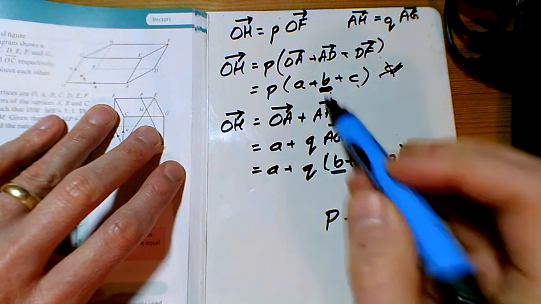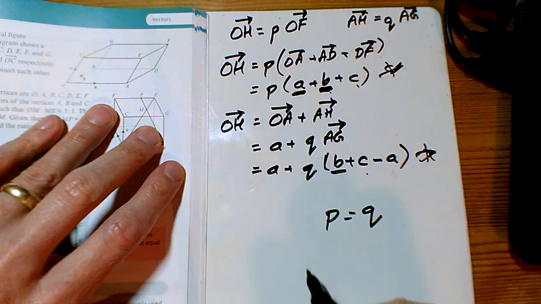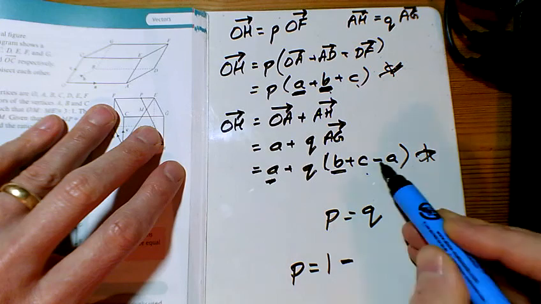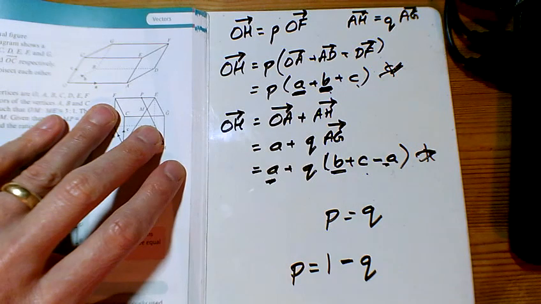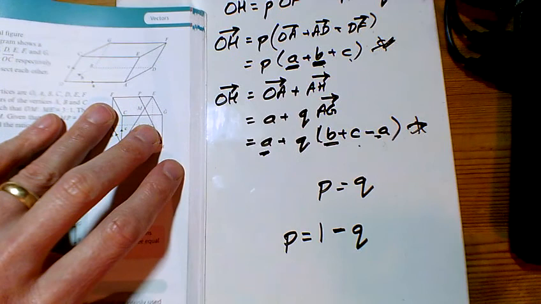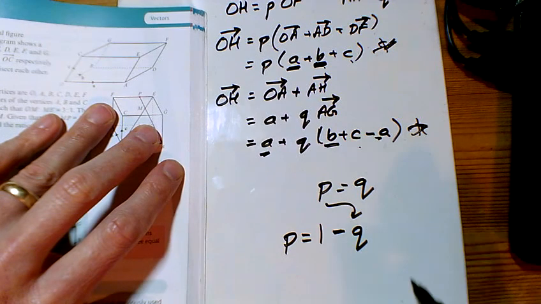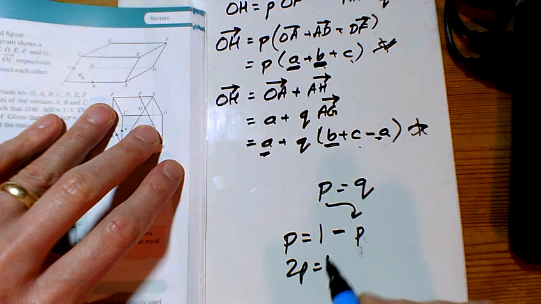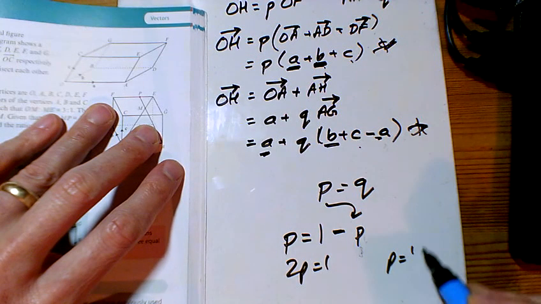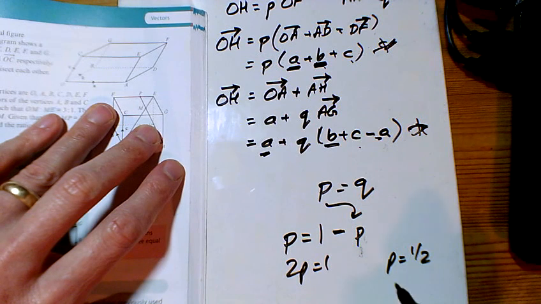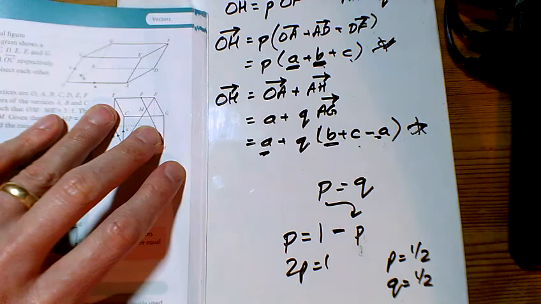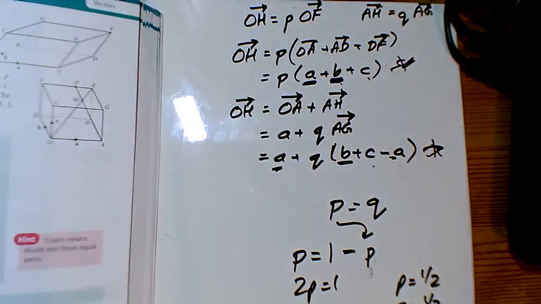But now let's look at the A's. How many A's have we got here? That's P. And how many A's have we got here? That's 1 minus Q. And so if P is 1 minus Q, and we've already decided that P and Q are the same, add P to both sides, and we can find out that P is equal to a half. If P is equal to a half, then Q is equal to a half as well, and we found what we were trying to find out, that they do indeed bisect.